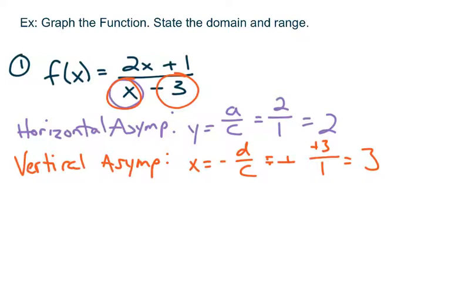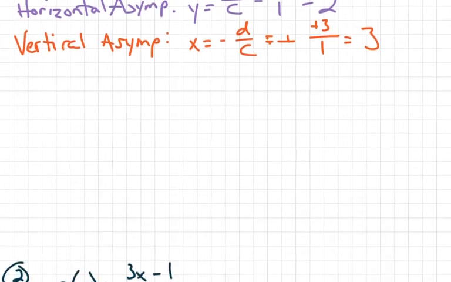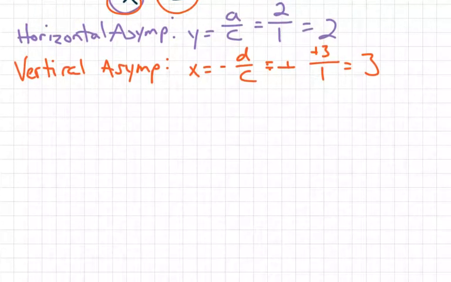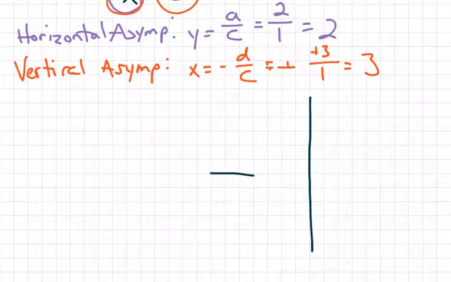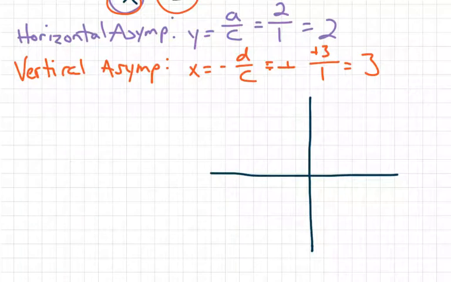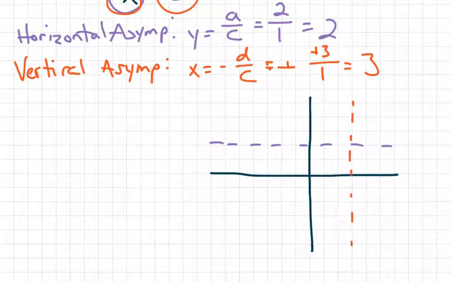Once we figure out those, let me bring in some graph paper here. We'll draw in our x and y axis here. And we can go ahead and draw in our asymptotes. We know the horizontal asymptote is at 2, so that's right here. Our vertical asymptote is at 3, so that one is right here. So these are the two lines on our graph that our hyperbola is not going to intersect.